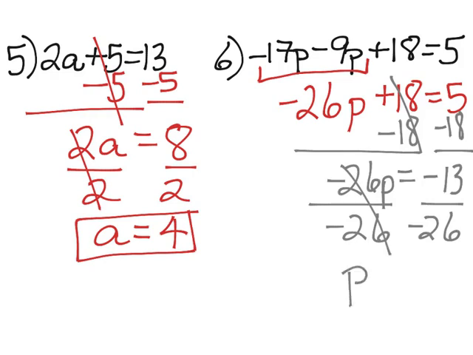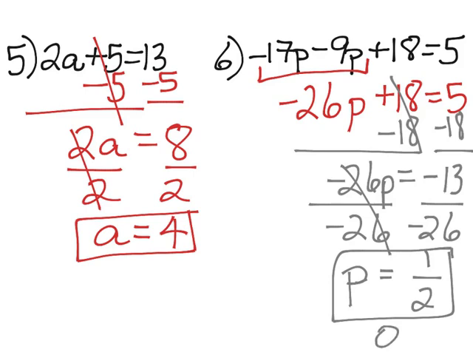On the right-hand side, negative divided by negative makes our answer positive. And it would be a positive 1/2 because both of those are divisible by 13. If you wanted to write 0.5, that would also be an acceptable answer.